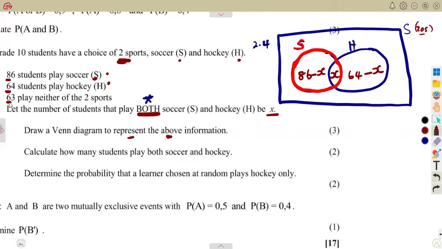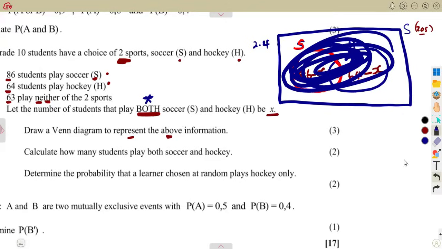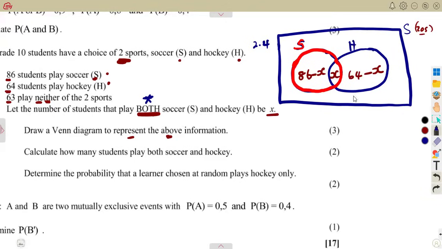And the 63, they play neither of the two. Neither, meaning to say not any of these two. They are not playing soccer. They are not playing hockey. Neither. They are not. So where are they?